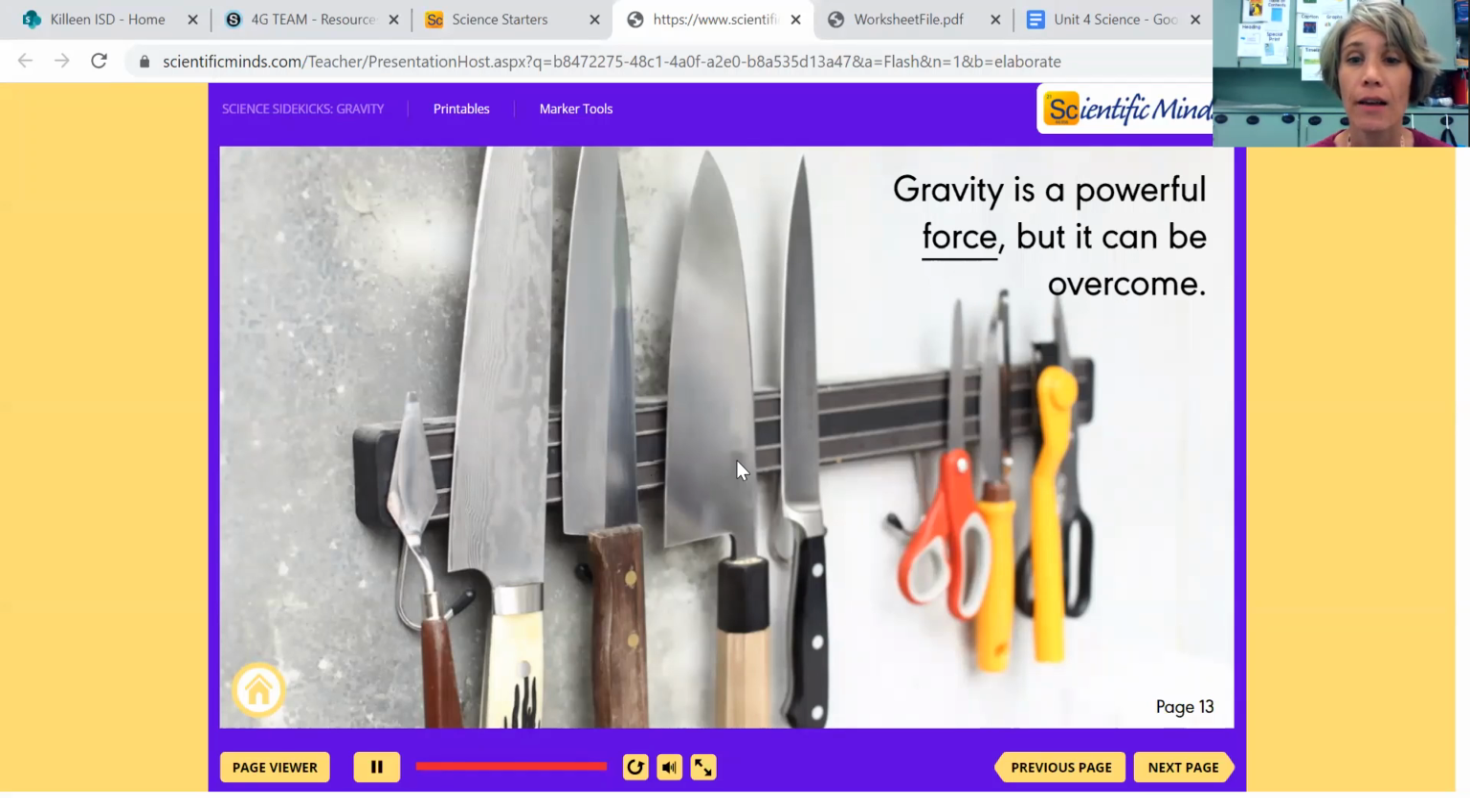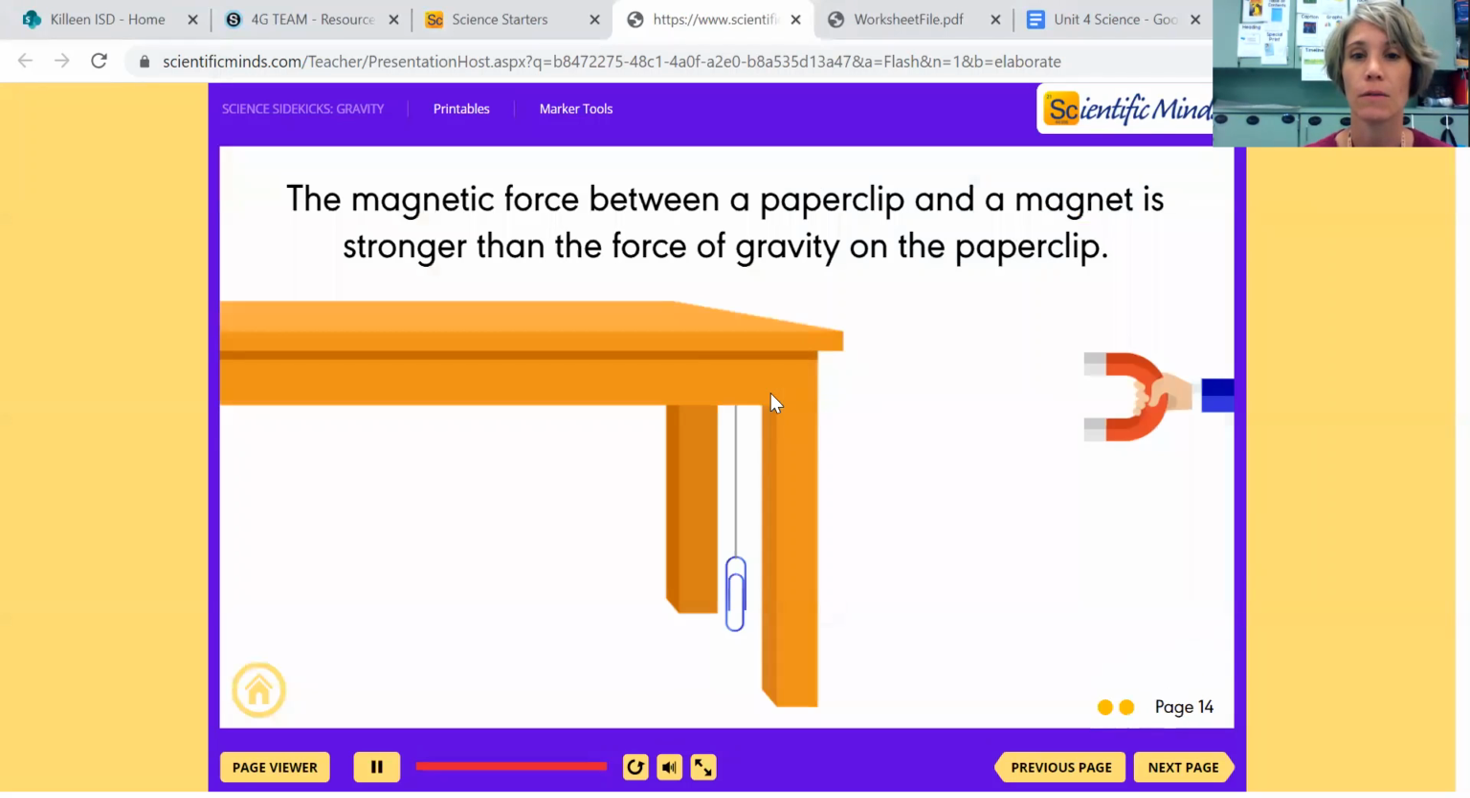And here you see these knives and stuff, and they're on a very strong magnet. So the force of the magnetism is stronger than the force of the gravity. Thank goodness, or those knives will be falling all over the place and somebody could get hurt.